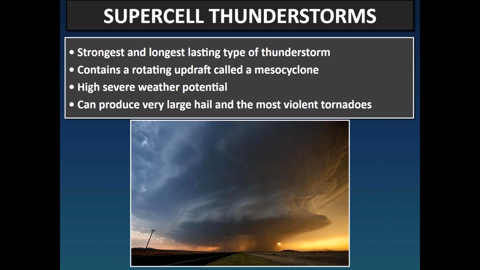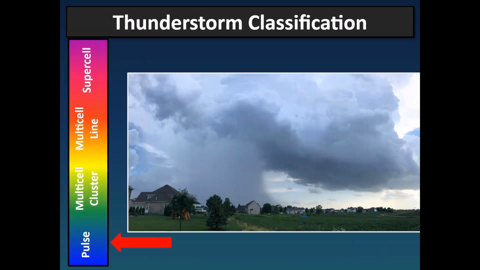So just to reiterate, the strongest and longest-lasting type of thunderstorm is the supercell. What sets it apart is that, because of the strong wind shear, it contains a rotating updraft called a mesocyclone. Again, it has high severe weather potential and can produce very large hail and the most violent tornadoes. So I'm going to go through a visual representation of each of these storms just to kind of reiterate.